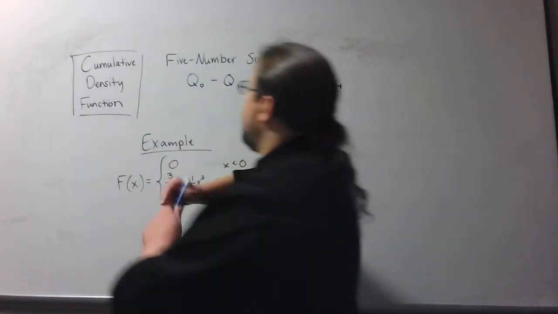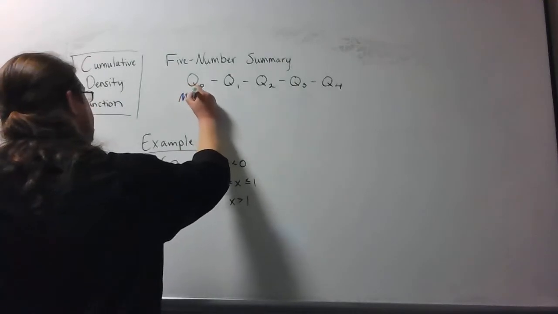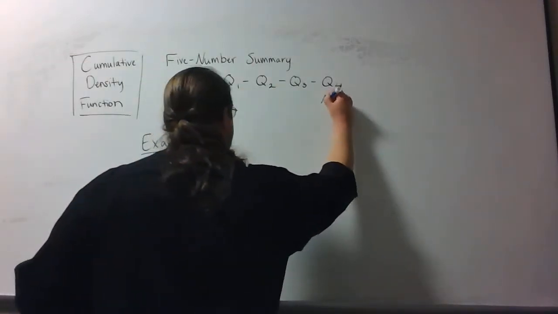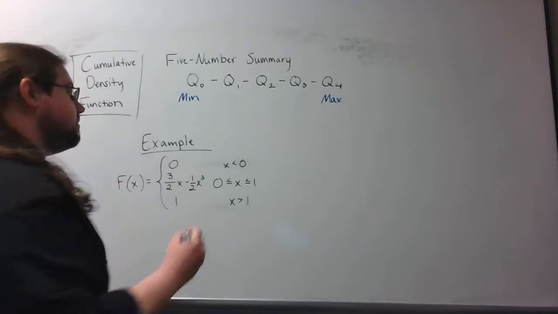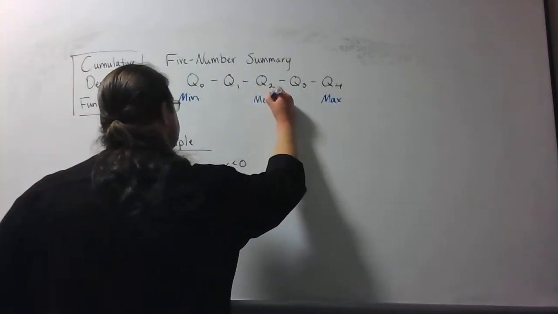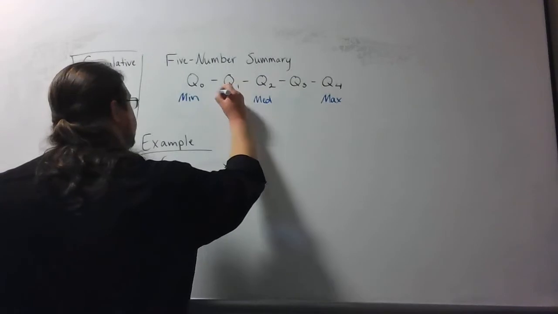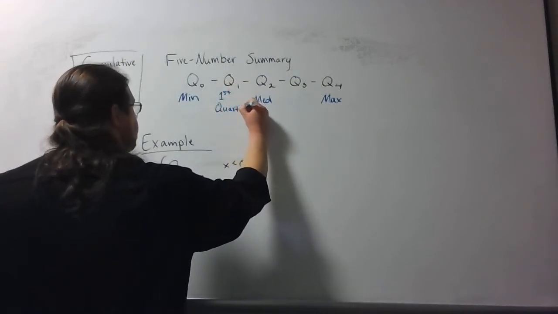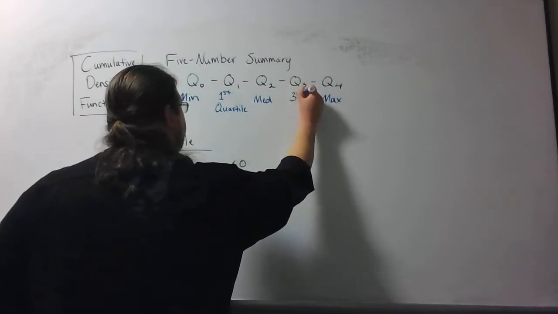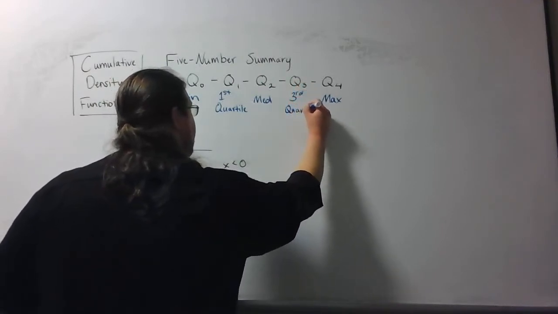In this case, we represent them by Q's, quarters. So Q0 happens to actually be the minimum. Guess what Q4 is? Yeah, you're probably right. It's the maximum. Q2, the one that's right there in the middle, happens to be the median. Then Q1 and Q3 are the first and third quartiles, respectively. Okay? What these represent are 25% marks.